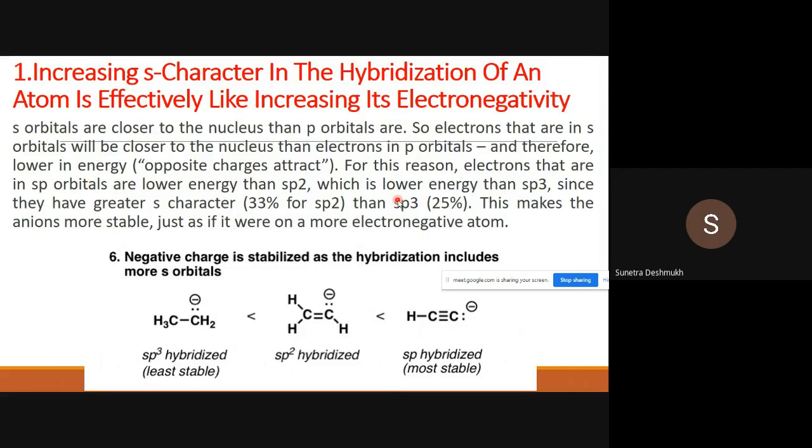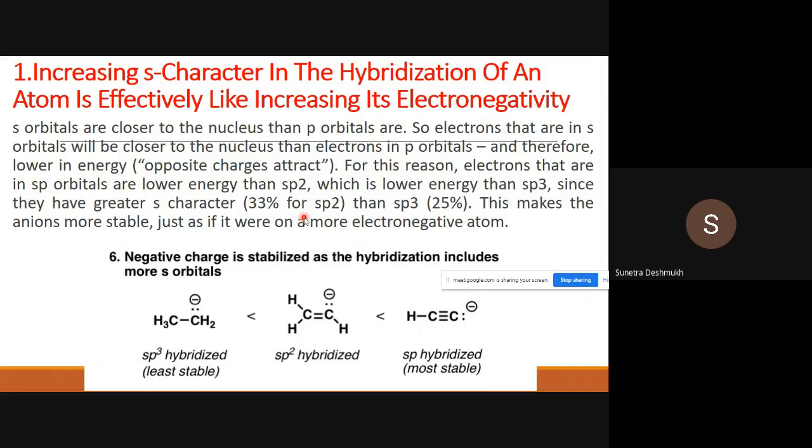The s orbitals are closer to the nucleus than the p orbitals. So the electrons in s orbitals are closer to the nucleus than electrons in p orbitals, and therefore lower in energy. The nucleus carries positive charge, so there is attraction between the electrons in the s orbital and the protons. This attraction between opposite charges leads to lower energy. For this reason, electrons in sp orbitals are lower in energy than in sp2 orbitals, which are again lower in energy than in sp3 orbitals.